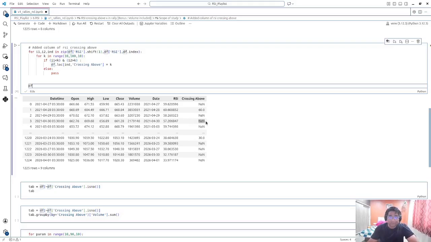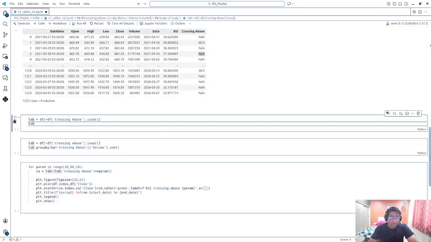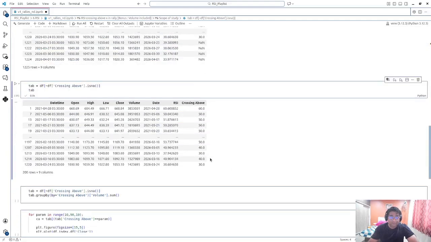Okay, so these are NaNs because here the RSI crossed from 58.2 to 57.2. There is no 10, 20, 30, 40, 60, 70. That's why these are NaN values. So now we will filter the RSI where crossing aboves are not NaN. Okay, so all 200 rows are there.